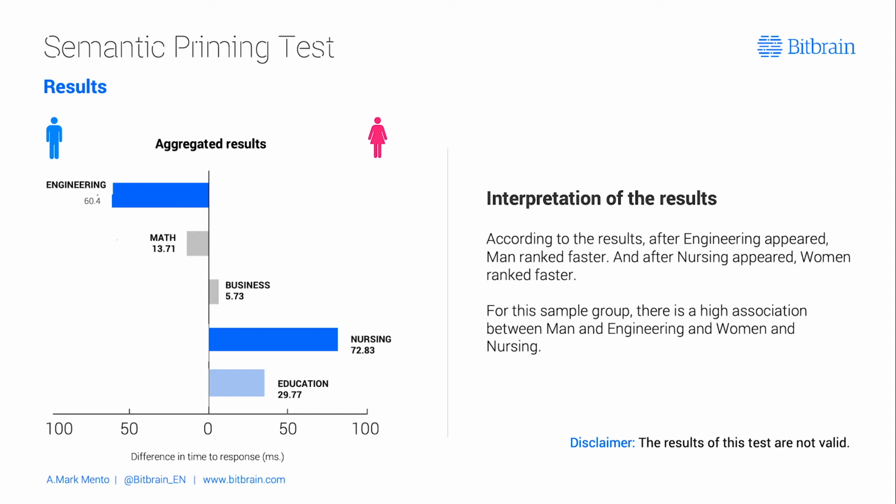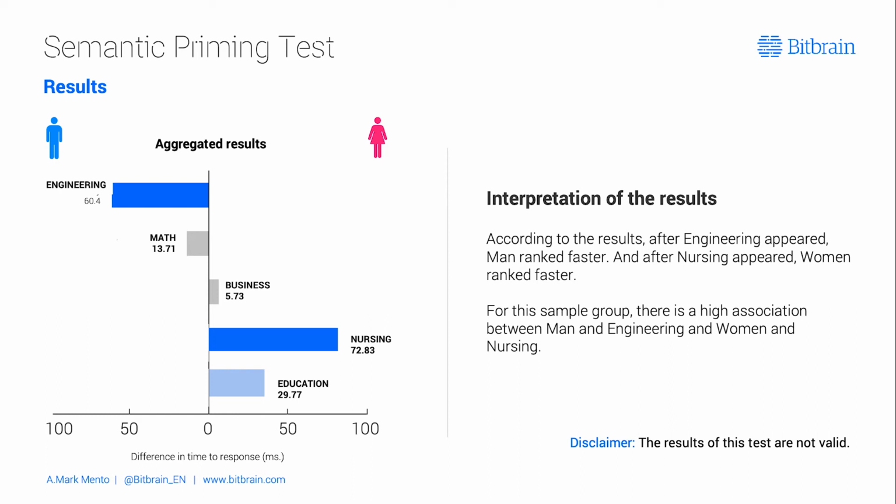What we see in the graph is the difference in reaction time when engineering appeared when the participants had to classify it between men and women. Also listed are other attributes: math, business, nursing, and education. The results show that after engineering appears, men was selected much faster. For the sample group, there's a much stronger association between men and engineering than there is between women and engineering.